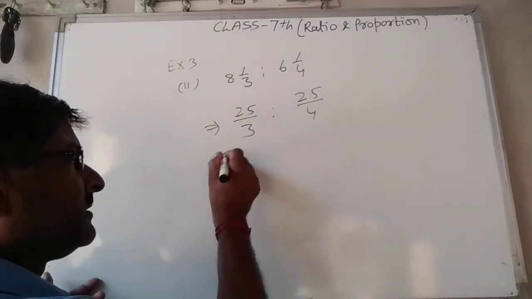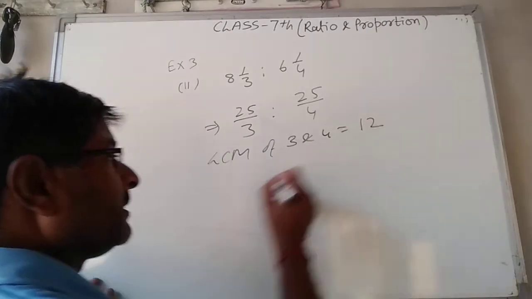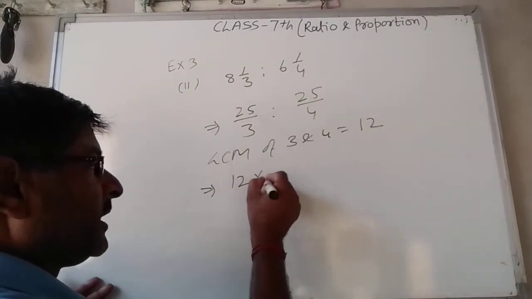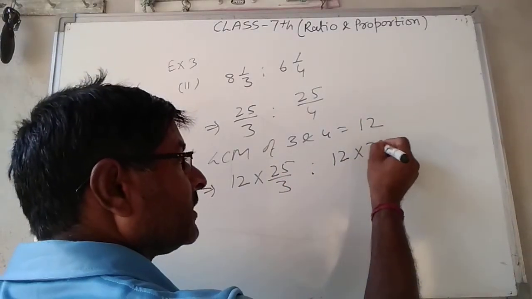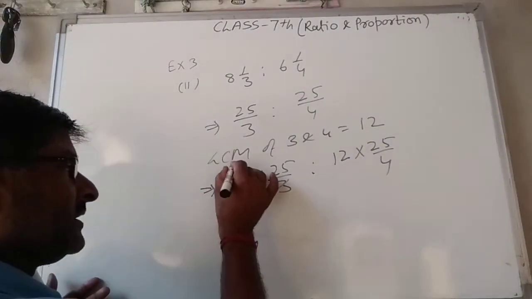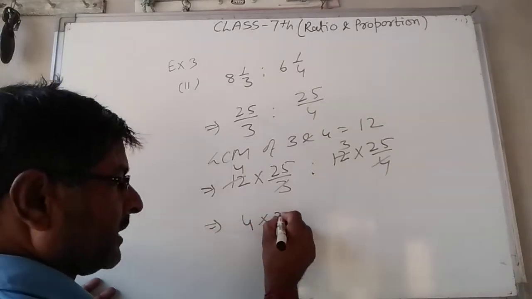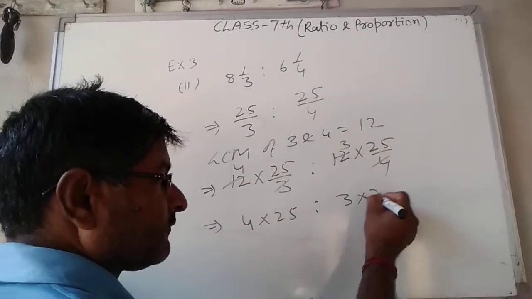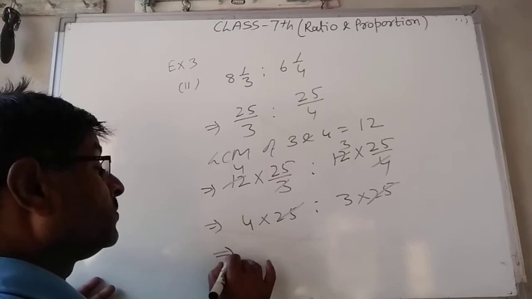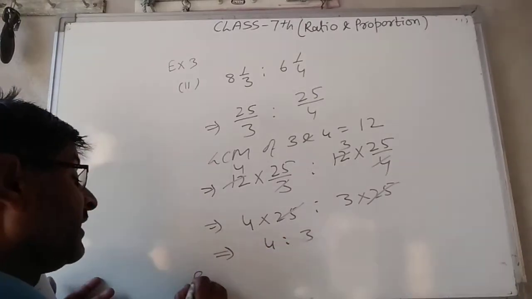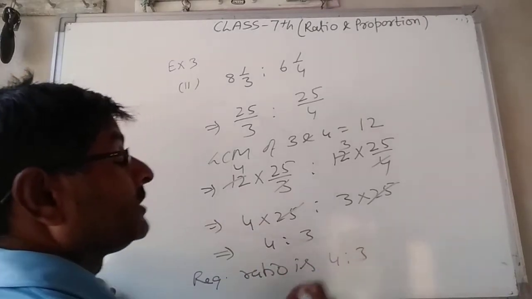First we take the LCM of their denominators. LCM of 3 and 4 is equal to 12. So multiply both the ratios by 12. 12 multiply 25/3 ratio 12 multiply 25/4. Cancel कर देंगे. 3 4 जा 12, 4 3 जा 12. तो we get 4 multiply 25 ratio 3 multiply 25. 25 can be cancelled with each other. So we get the ratio as 4:3. So the required ratio is 4:3.